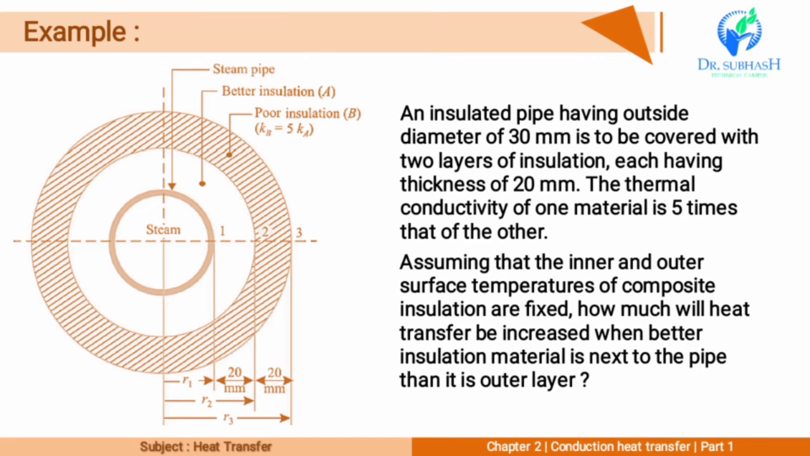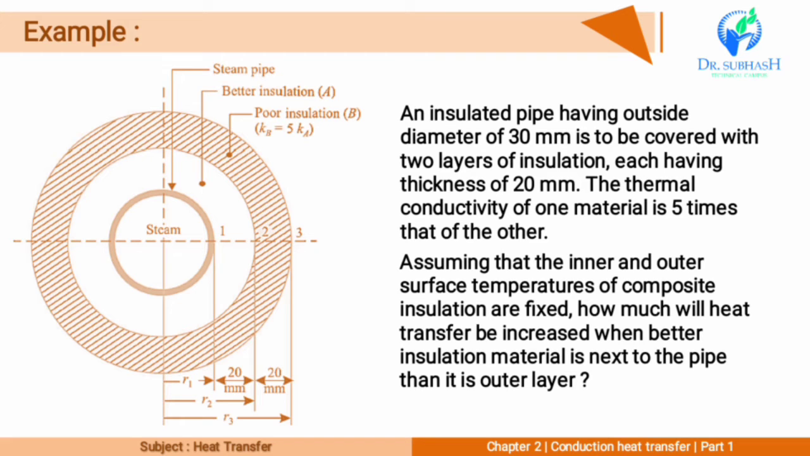Let's solve the example based on theory. So here is the given data. An insulated pipe having an outside diameter of 30 mm is to be covered with 2 layers of insulation, each having a thickness of 20 mm. The thermal conductivity of one material is 5 times that of the other. Assuming that the inner and outer surface temperatures of the composite insulation are fixed, how much will heat transfer be increased when the better insulation material is next to the pipe than when it is the outer layer?